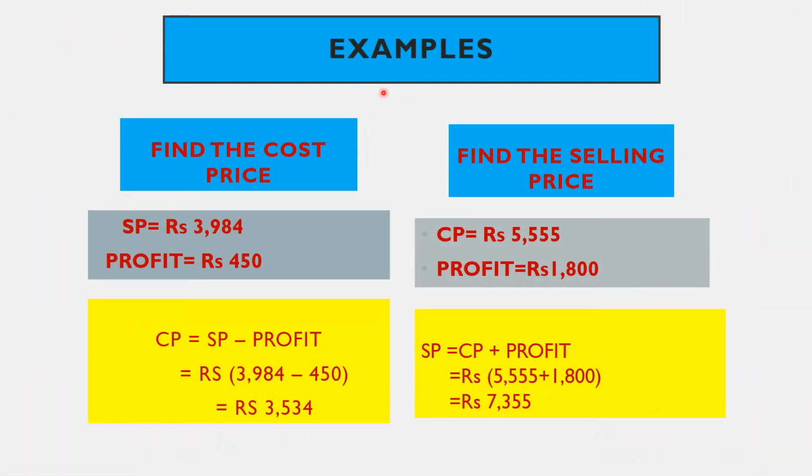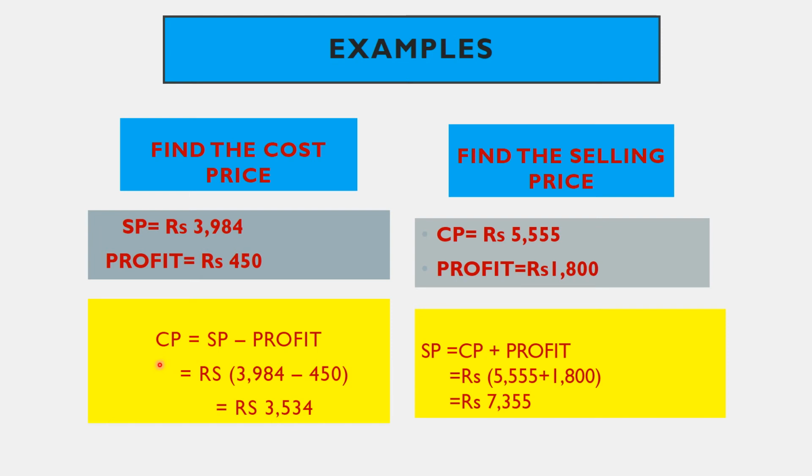Now we'll see some more examples here. Find the cost price. First question, you have to find the cost price. The selling price of the article is given and the profit is given. Now the formula of profit is equal to SP minus CP. So you get the cost price formula from there only. Cost price is equal to selling price minus profit, right?